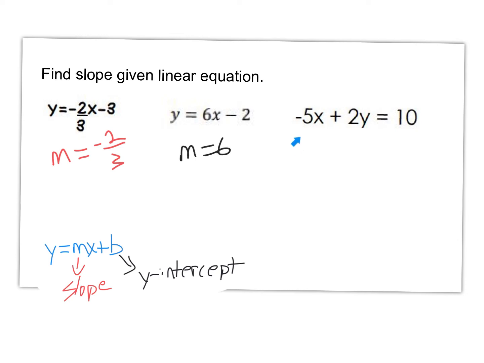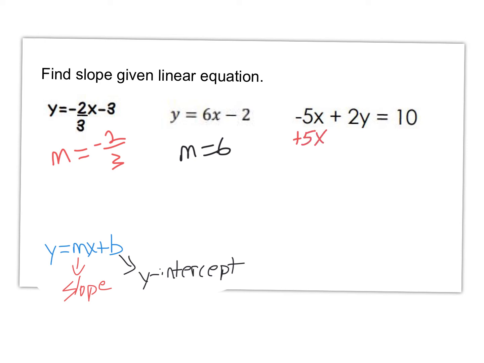Now this one is different. This is in standard form, negative 5x plus 2y equals 10. So we have to solve this equation for y. Remember, what we need to do is we need to get this y by itself. We have this minus 5x with it, so we're going to use inverse operations. The inverse of a minus 5 is plus 5.